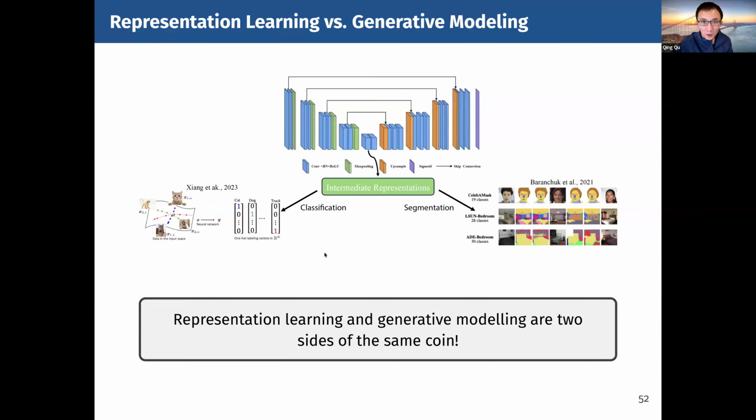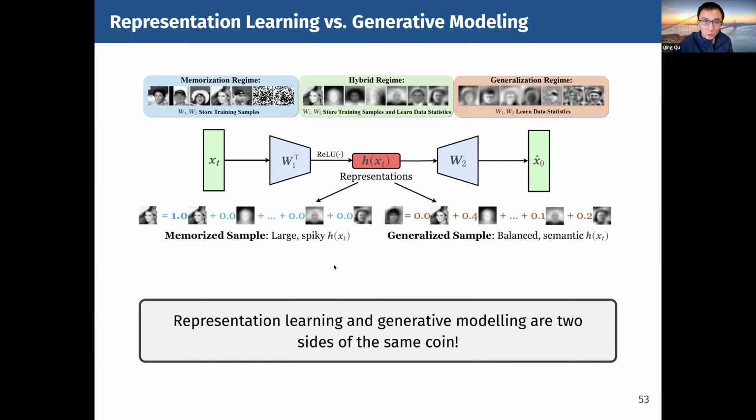And based on this intuition, we studied a two-layer nonlinear denoising autoencoder, and we looked at the representation space. We find that the representation space of the generalized model and the memorized model are very different. When your model is memorizing, the representation is actually very spiky because they are just memorizing certain instances, so the representation itself will be very spiky. And for the generalized models, the representation will be much smoother, right? There's a significant difference between memorized representation and generalized representation.